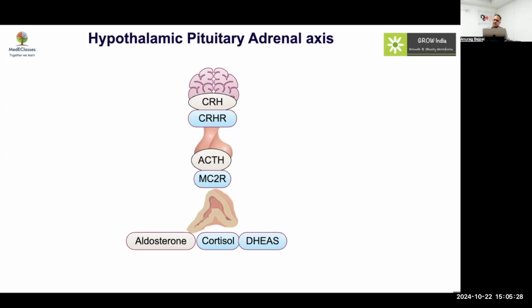And so you will have hyperkalemia and pigmentation. So pigmentation and hyperkalemia. Let's go to the second state, ACTH resistance. There will be hyperpigmentation, but there will be no hyperkalemia. So you will not have hyperkalemia.